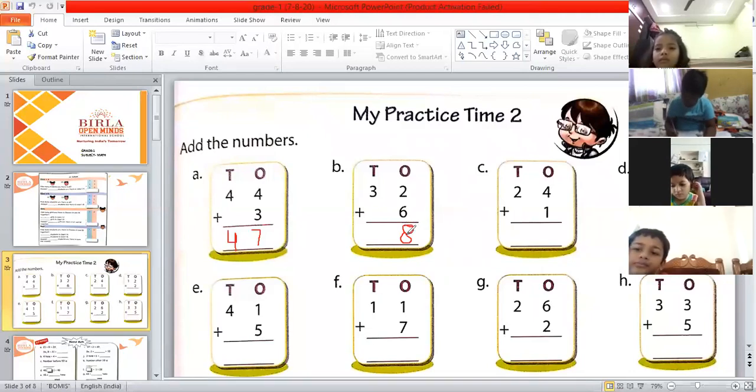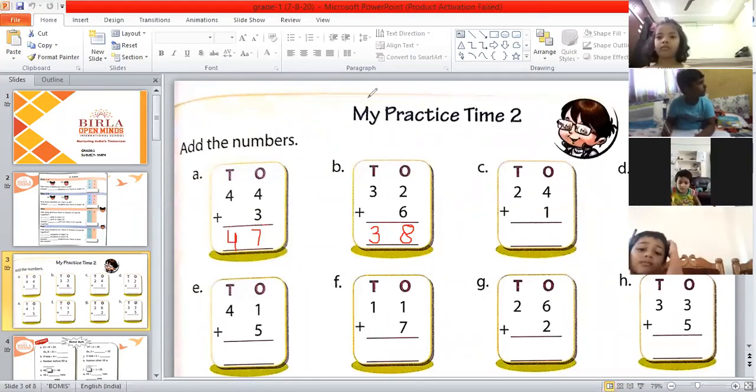And now in tens place, what will we write? 3. Yes, children, see here, there is no other number in tens place other than 3. So we will write that 3 as it is. So what is the answer, Ananya? The answer is 3, 8, 38, children, okay?